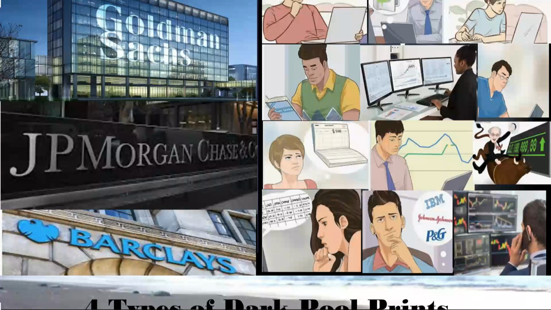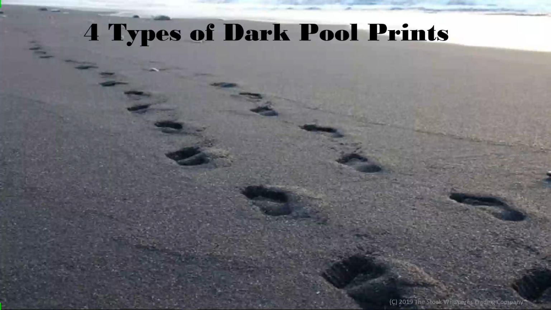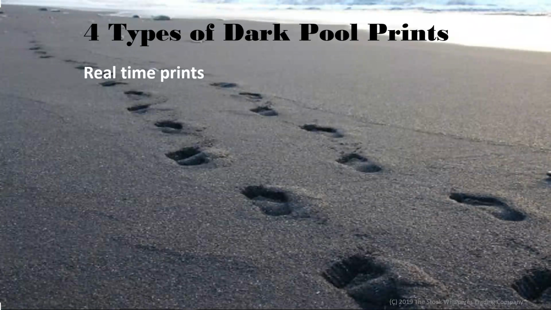So we have 4 different types of dark pool prints. Now, prints is just a fancy word for trades that have already been executed. They're done. So the first type are the real-time prints. These are trades that just happened. They're fresh prints. But I want you to be careful of the fresh prints because they can splash. And I'm going to go into more details about that in just a minute, okay?